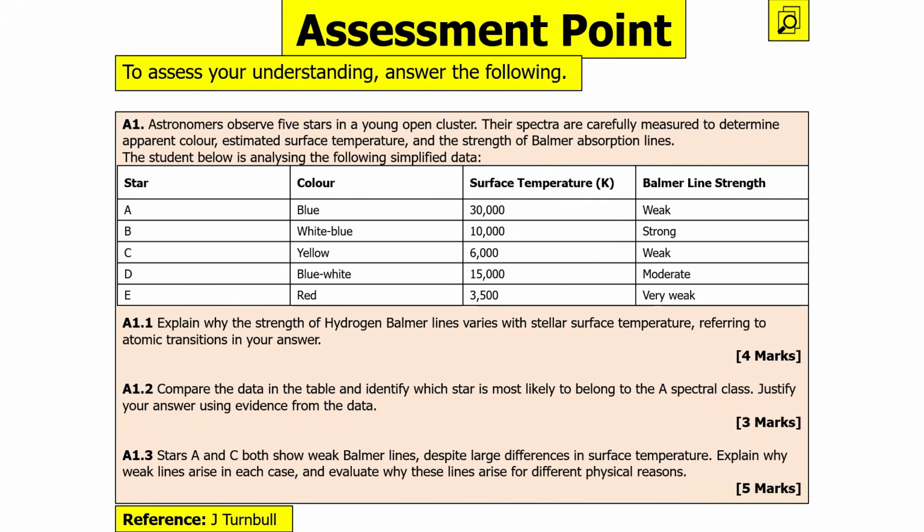Astronomers observe 5 stars in a young open cluster. Their spectra are carefully measured to determine apparent colour, estimate the surface temperature, and the strength of Balmer absorption lines. The student below is analysing the following simplified data.